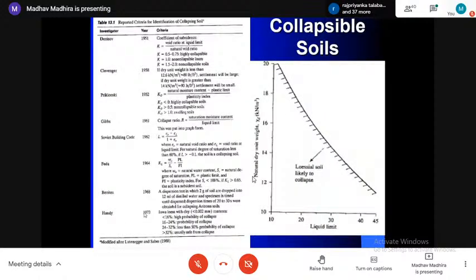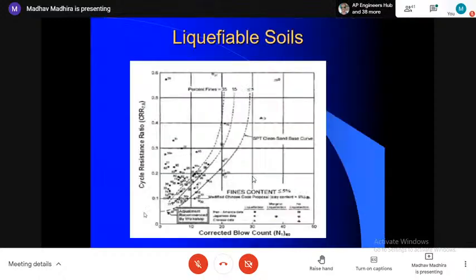Collapsible soils, we have a lot of these criteria wherein you find out the dry density versus liquid limit, particularly for only wind-blown deposits. Don't worry about ordinary alluvial deposits. One or two weathered soils also collapse, but that's a very rare instance. So using this chart, we can easily find out what could be the possibility of collapse of the soil.